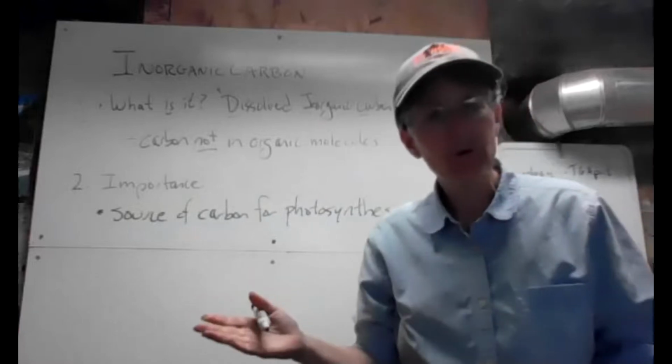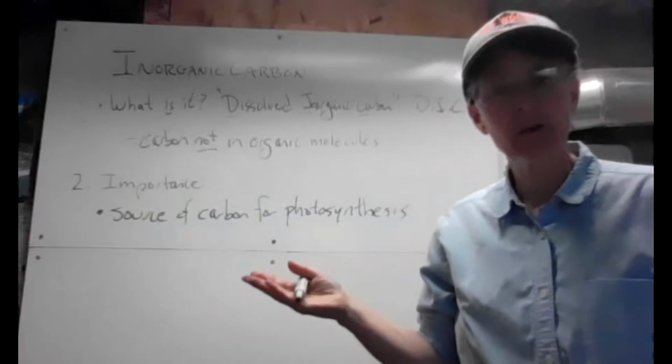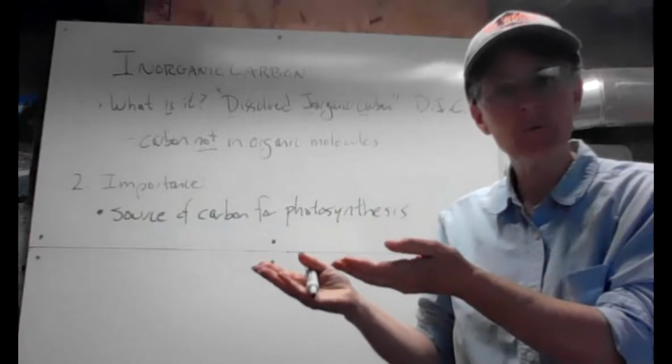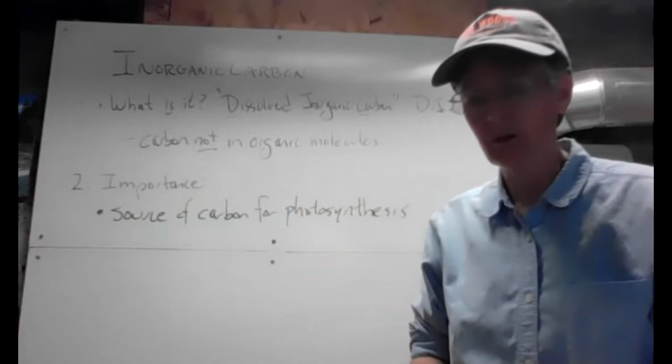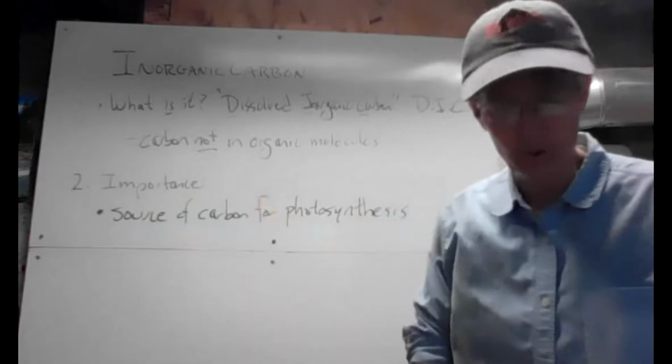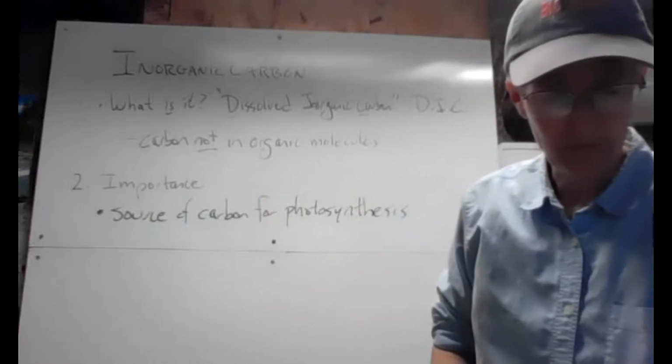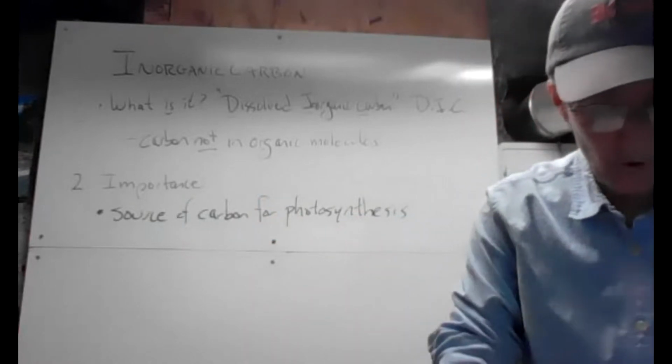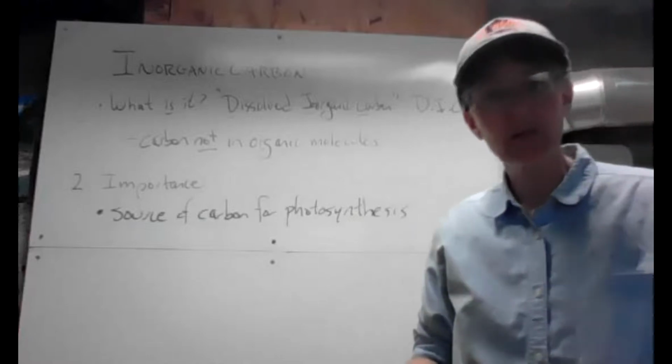Photosynthesis takes carbon dioxide, combines it with water, and makes sugar. That's the carbon that is the source for photosynthesis. Now, most plants and algae can only take in CO2.